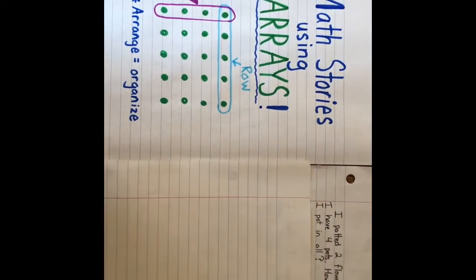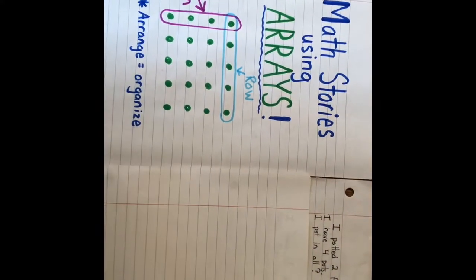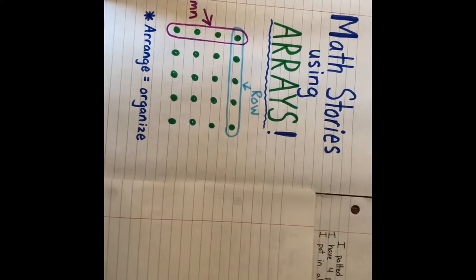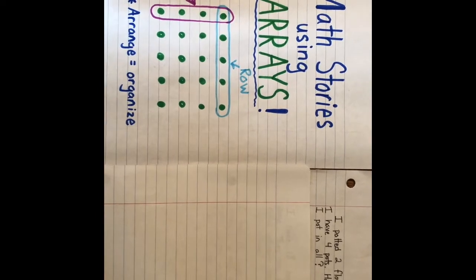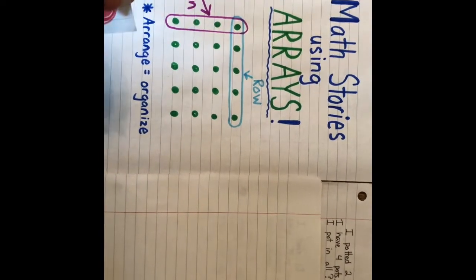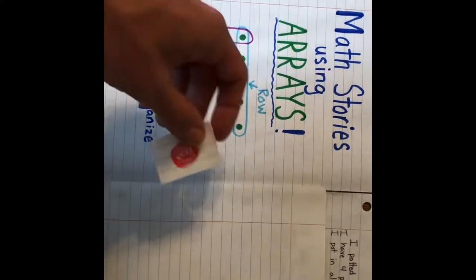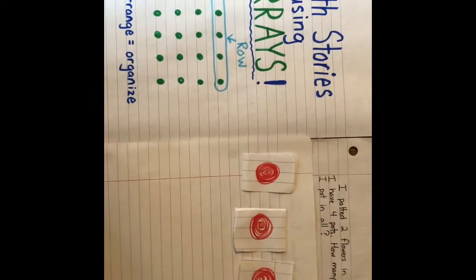The first problem that we're going to look at is, for parents, you'd recognize as a multiplication problem. Knowing how many groups, how many rows, or how many columns, and determining how many are in all. The first problem states, I potted 2 flowers in each pot. I have 4 pots. How many flowers did I pot in all? So it doesn't actually say columns or rows, but we can solve this using columns and rows. So let's say I have 4 pots, so let's make 4 columns. 1, 2, 3, 4.